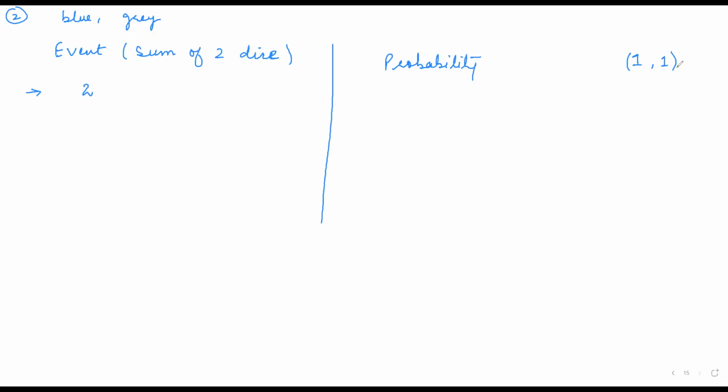Yes, ma'am. So the probability will be 1/36, right? 36 is the total possible outcomes. Correct, Sara? So now you remember this number 36. If two dice are thrown, the number of possible outcomes is 36. Now you already know.